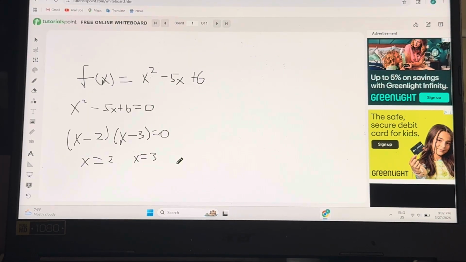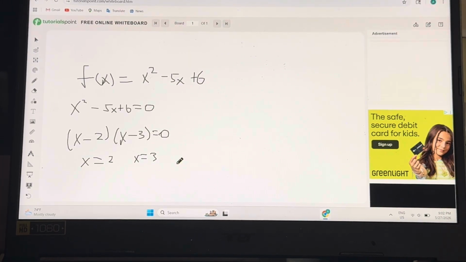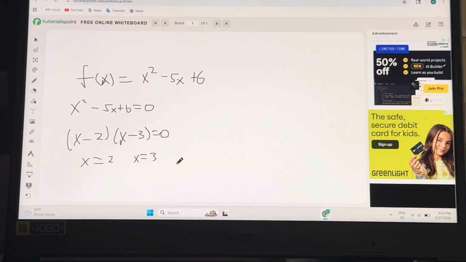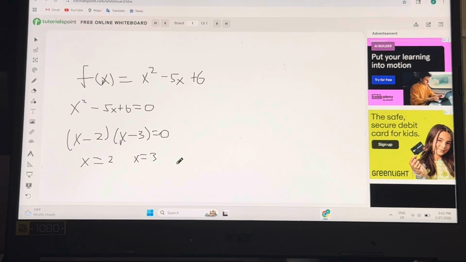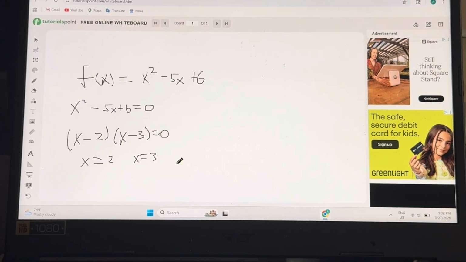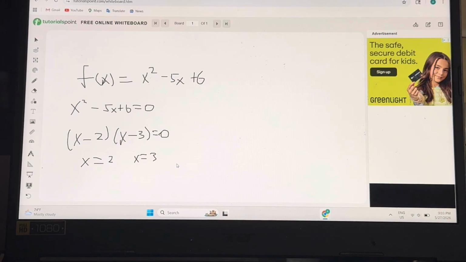Okay, so one of the most important parts of graphing is finding the zeros. Zeros are essentially the x values that make the function equal to 0. Basically, it's when the graph crosses the x-axis. So let's solve an example: f of x equals x squared plus 5x plus 6.